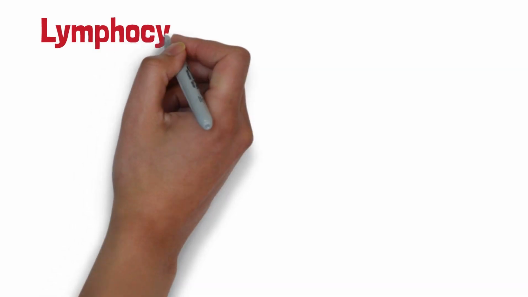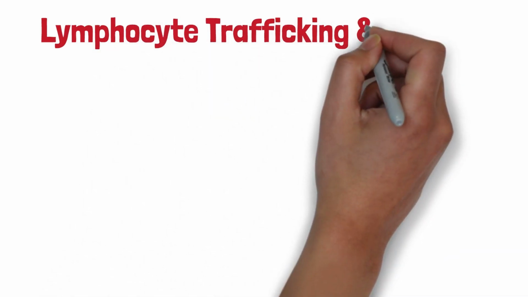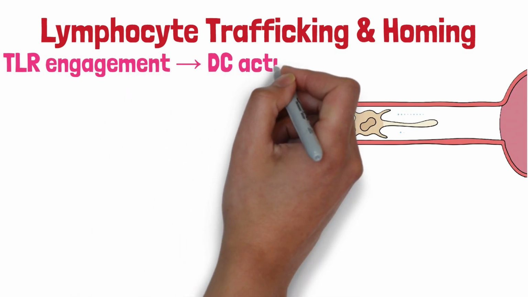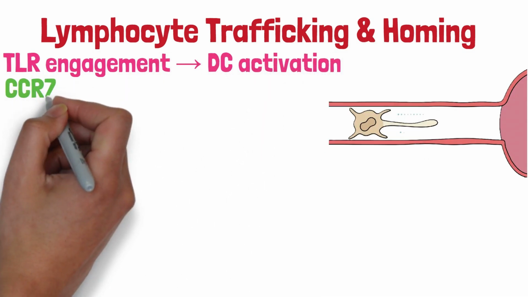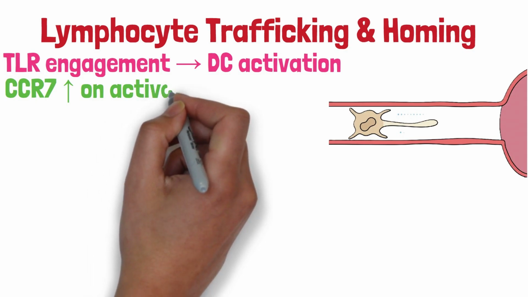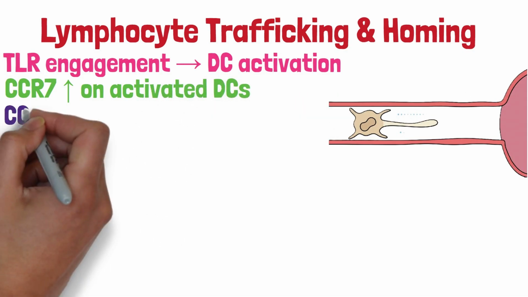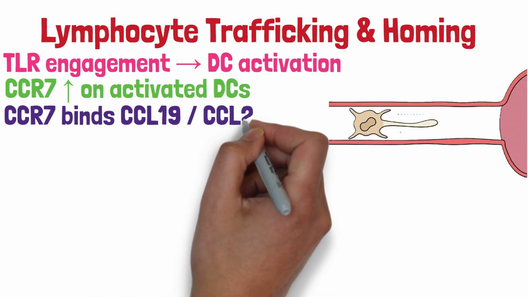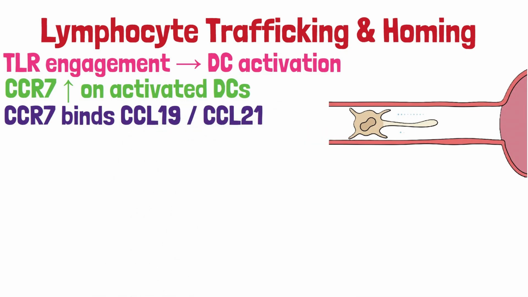It all starts in the peripheral tissues, where dendritic cells pick up a pathogen. Toll-like receptor engagement activates the DC, and that activation switches on a chemokine receptor called CCR7. CCR7 binds two chemokines, CCL19 and CCL21, made by the lymphatic endothelium, and that gradient is what physically pulls the dendritic cell into the afferent lymphatics and toward the node.